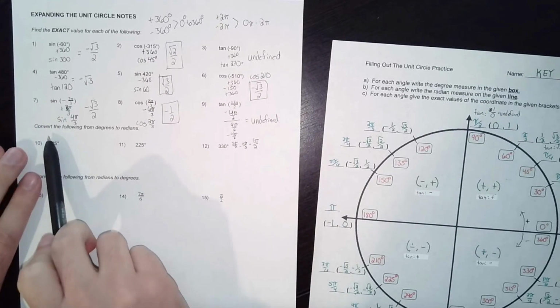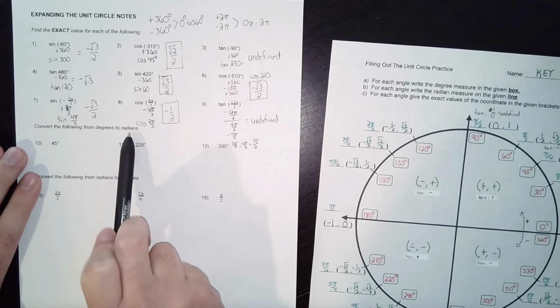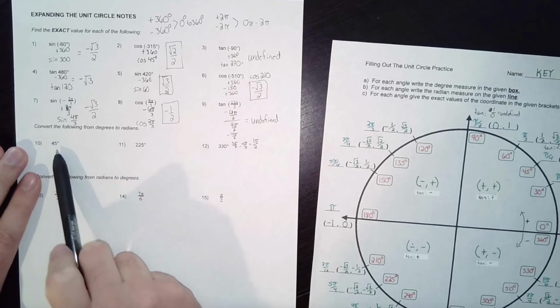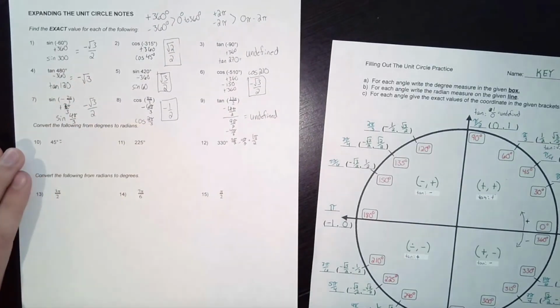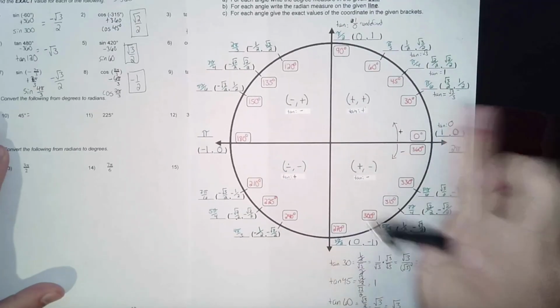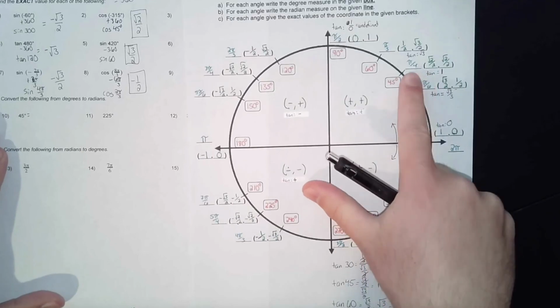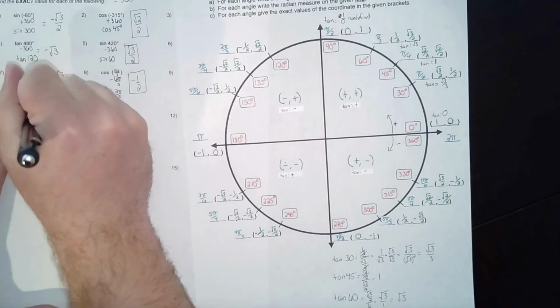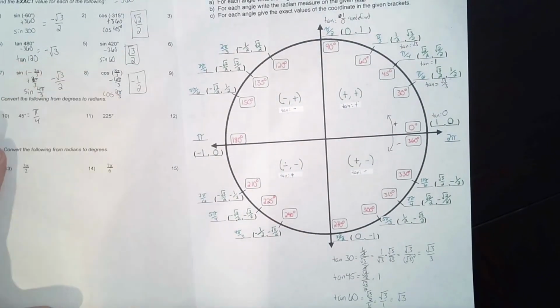Next thing here, let's convert the following from degrees to radians. So I'm giving you this degree measure. I want to know what is 45 degrees in radians. Well, the easiest thing to do is just look at your circle. If I go to 45 degrees, what is my radian measure at that point? Well, it's pi over 4. So my answer here is simply pi over 4.